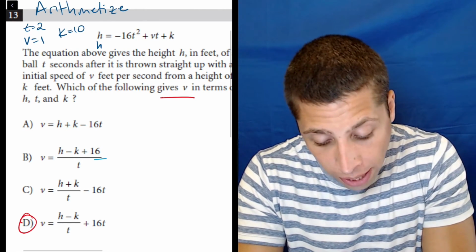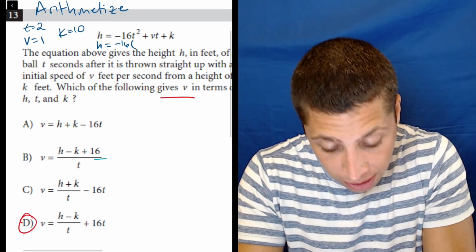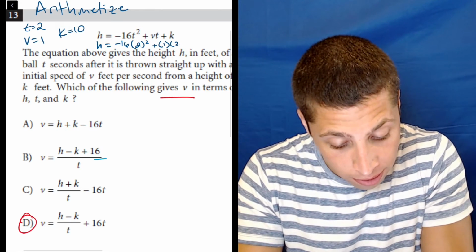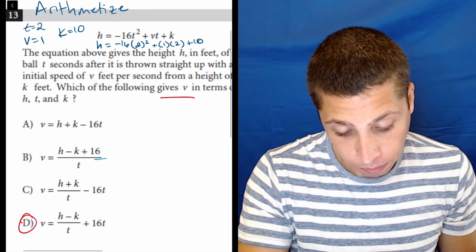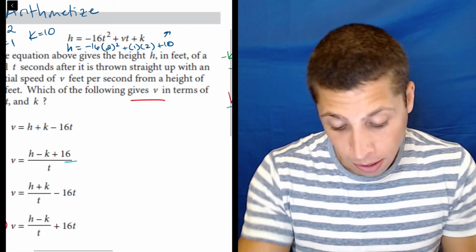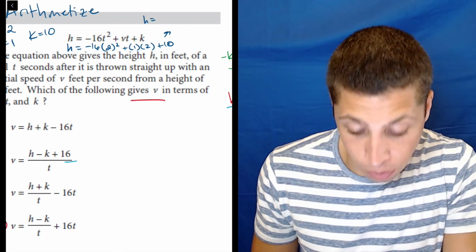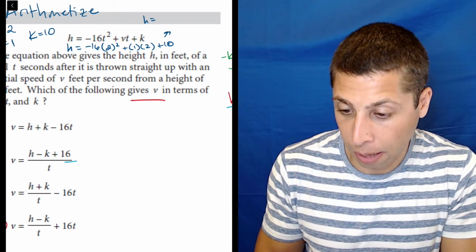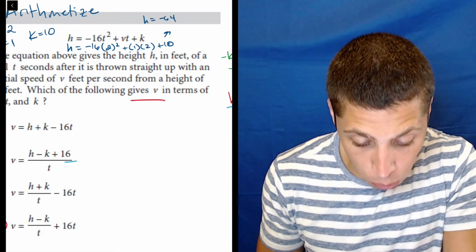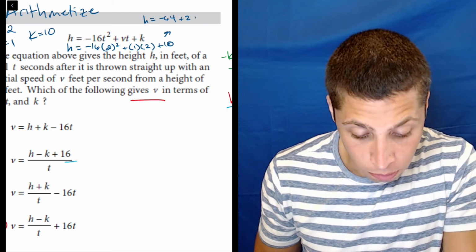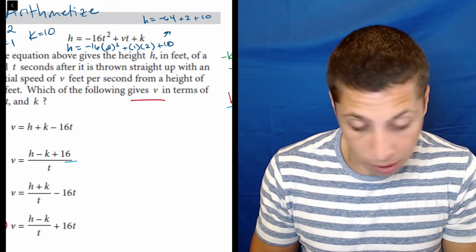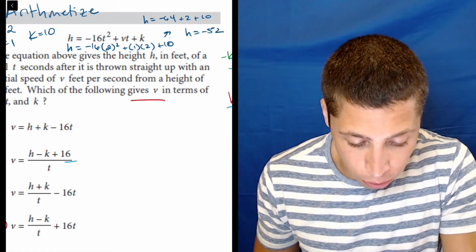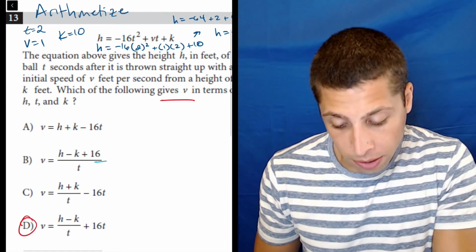So let's just solve. h is going to be negative 16 times t, which I said was 2, squared, plus v is 1, t is 2, k is 10. So I'm going to go up here. That's going to be h is equal to negative 16 times 4. Why am I doing that in my head? Negative 16 times 4 is negative 64. 1 times 2 is 2, and k is 10. So plus 2 plus 10, and we get that h is equal to negative 52. So that's also part of this set of numbers here.